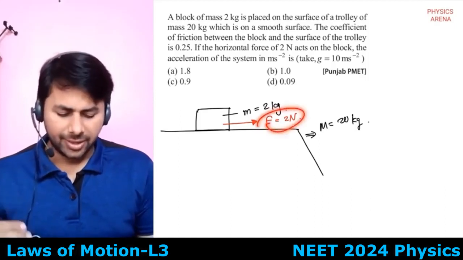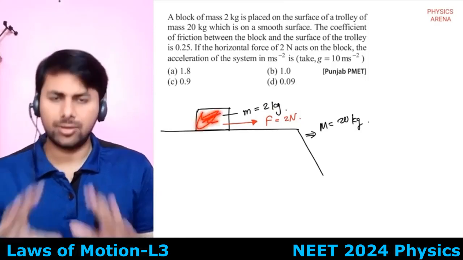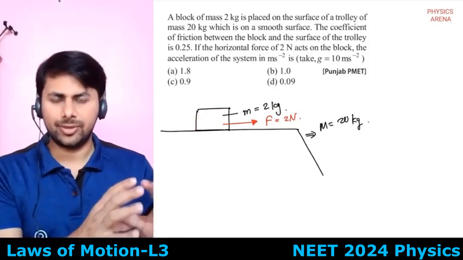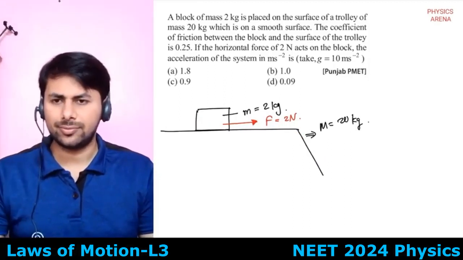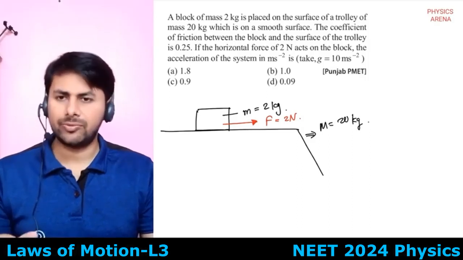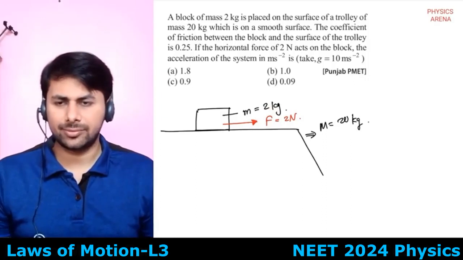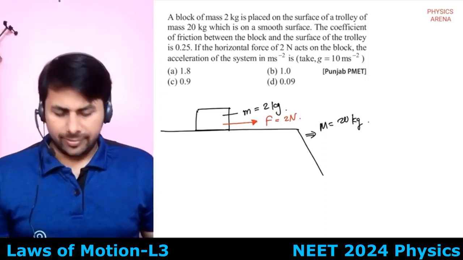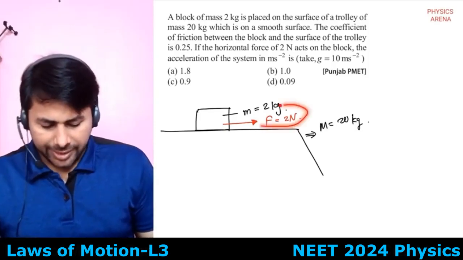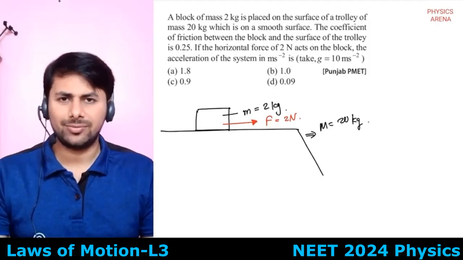And if this external force is more than that friction, then this block will slide with some acceleration over this trolley. Yes, no? And the resultant force will be equal to this external force minus the frictional force. That's one case. Now, if this external force is less than the frictional force, what will happen?